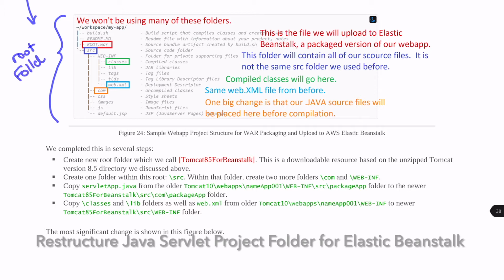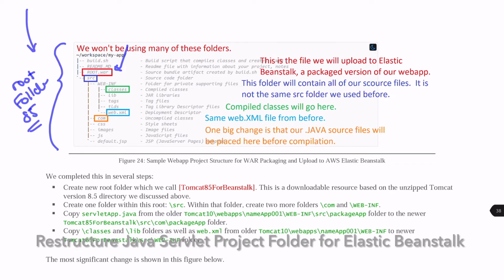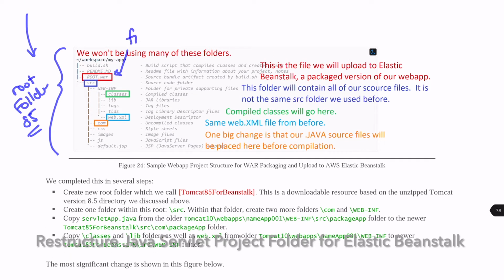And that is the Tomcat 85. Now within it, at the first level, there's two important objects. First is the root.war. This is the package that at the very end we are going to upload to Elastic Beanstalk. So this is important.